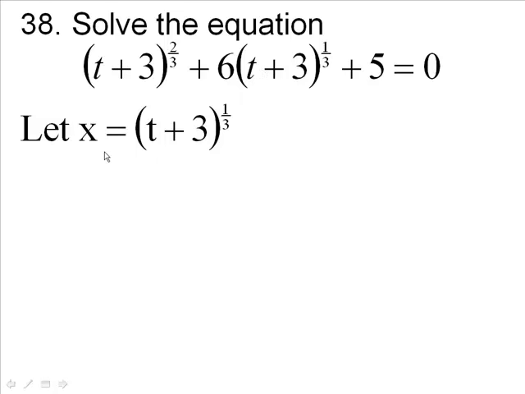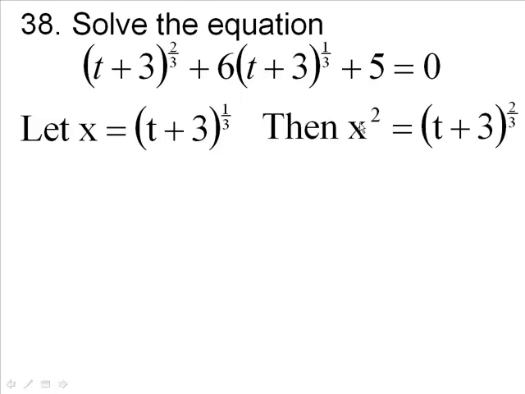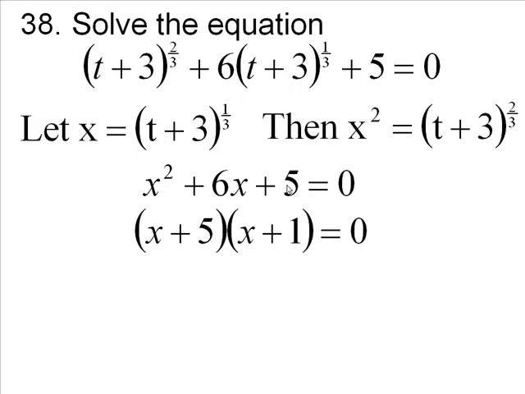Now, if you square this and you square this, then x squared is going to be this one. You see? Because if you square x, you're going to get x squared, and if you square this, you're going to get 2/3. Instead of 1/3, you're going to have 2/3. So that means we can replace this with x squared, and you'll have x² + 6x + 5. All right? This is much easier to factor than this one. And when we factor this, your two factors of 5 plus 1 is 6, and 5 times 1 is 5.